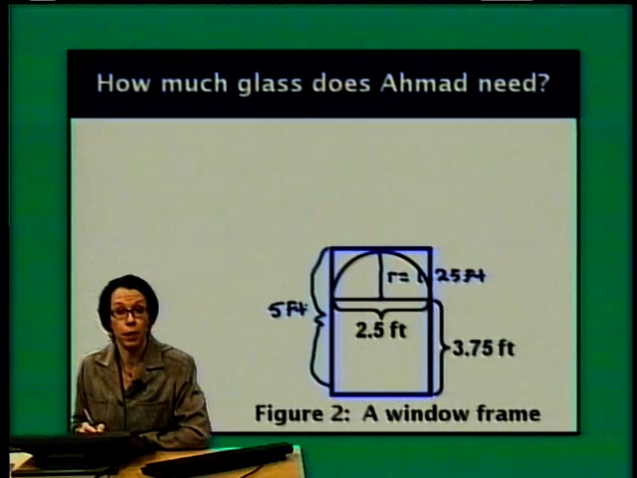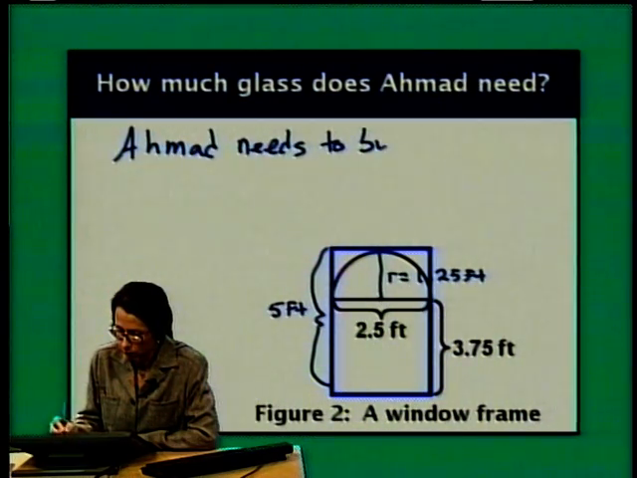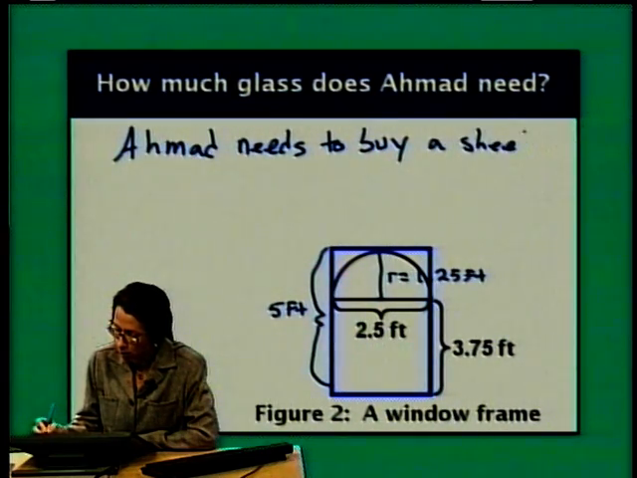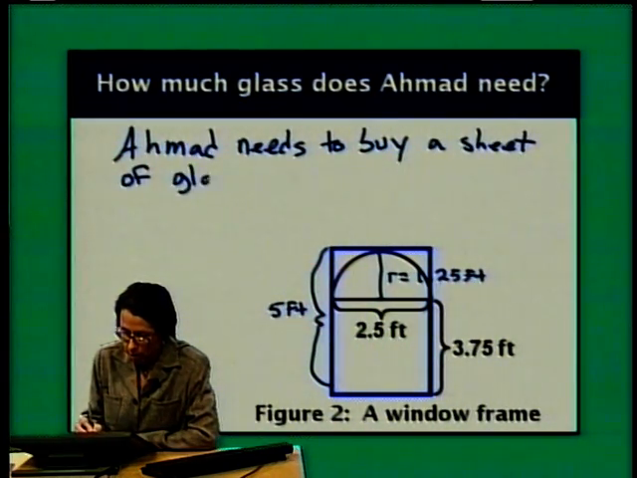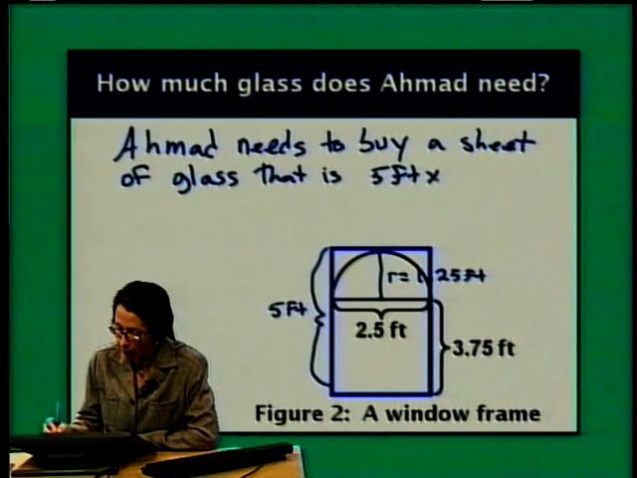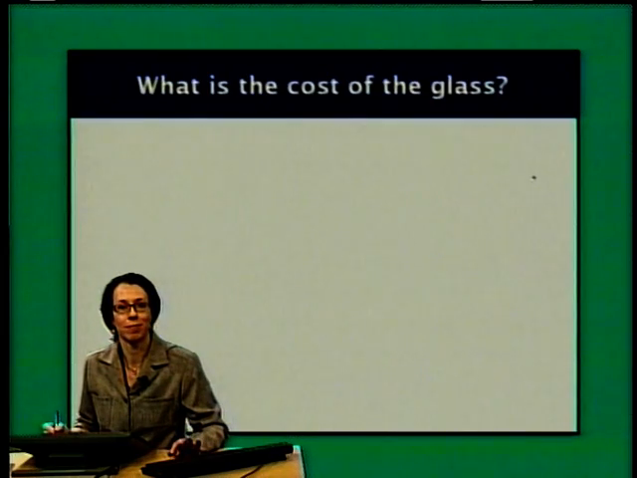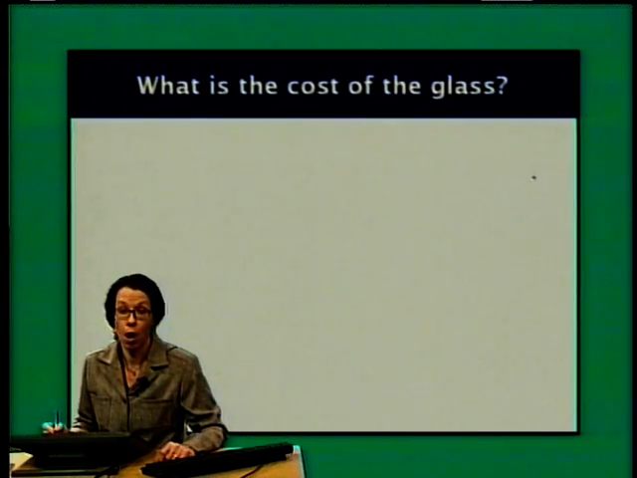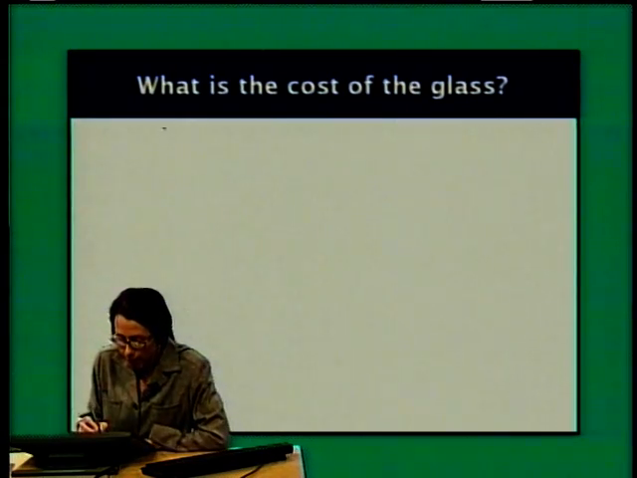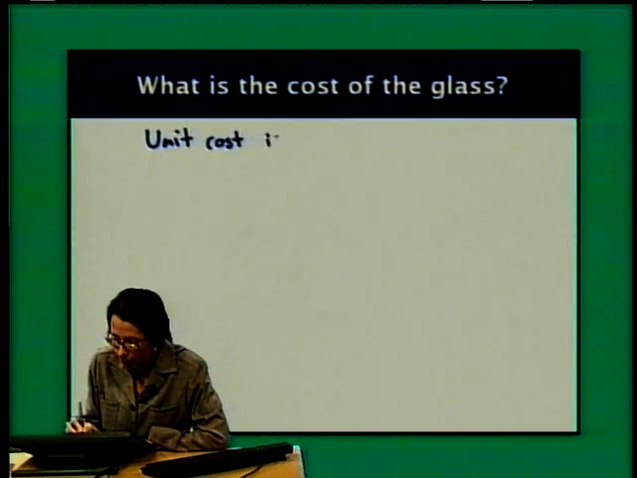is 5 feet. Ahmad needs to buy a sheet of glass that is 5 feet by 2.5 feet. So we've answered the first of the 3 questions. Now we need to figure out what is the cost of the glass. Well, we're told that the unit cost is $90 per square foot.